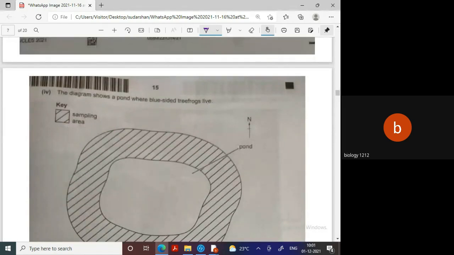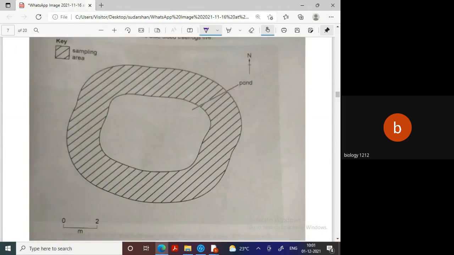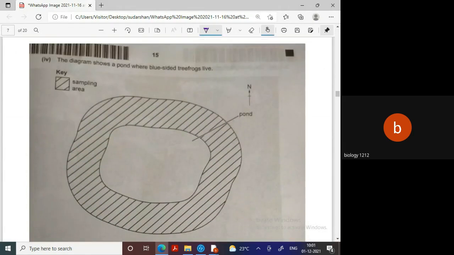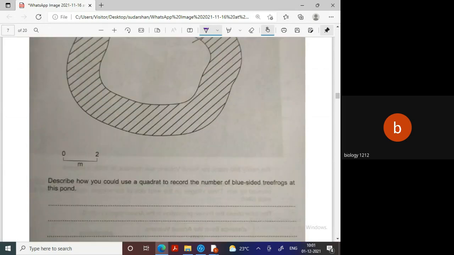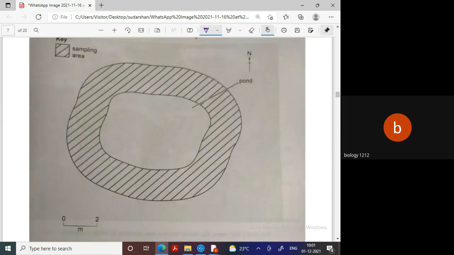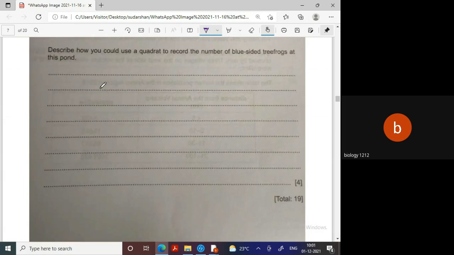Right. Moving to the next question here. This is also a direct question. They have shown you a 2-meter area where sampling has been done. The diagram shows a pond where blue-sided frogs live. So that's the sampling area here. The pond is there. Describe how you could use a quadrat to record the number of blue-sided frogs at this pond. So very simple here, the sampling area is already mentioned. So just follow the textbook content.